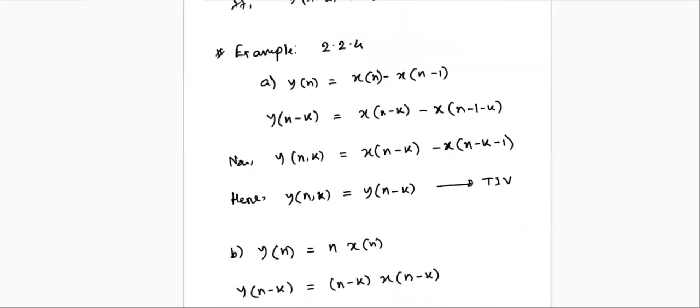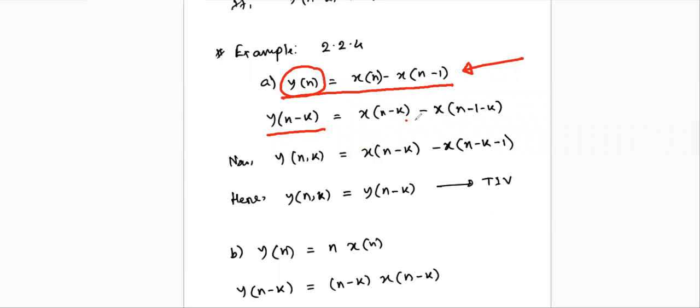Example number 2.2.4. This is from the book. Okay, try to look at it very closely. y(n) is equal to x(n) minus x(n minus 1). What is this? This is the system definition. This equation is referred to as the system definition. Now, since we have y(n) already, we can find y(n minus k) directly. We are putting y(n minus k), replacing all the n's with n minus k. All the n with n minus k.